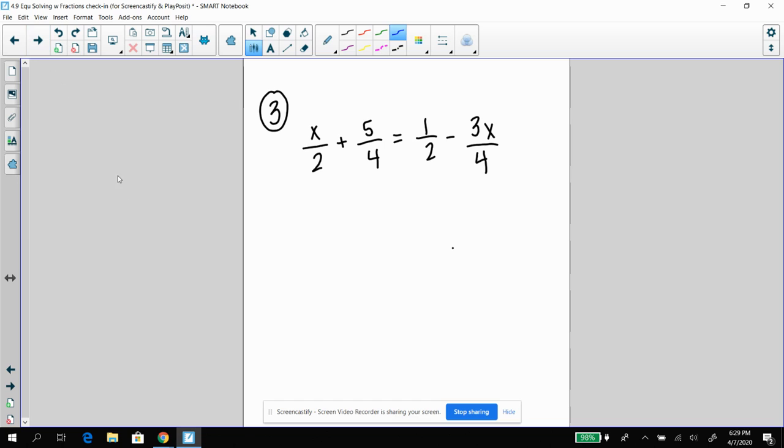Problem number 3. Now, problem number 3 is a little bit trickier. What I want you to do first is pause the video and tell me what the LCM is, the least common multiple, of your denominators. All right, we are back. The LCM of the denominators is 4. And so we know now that we are going to multiply everything on both sides by 4, or technically 4 over 1.